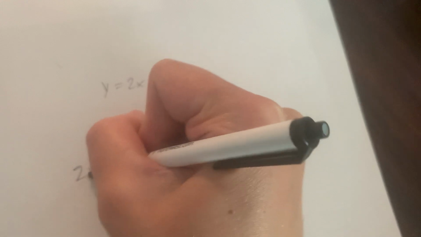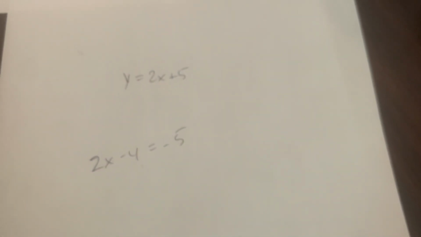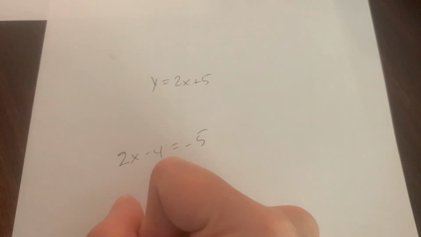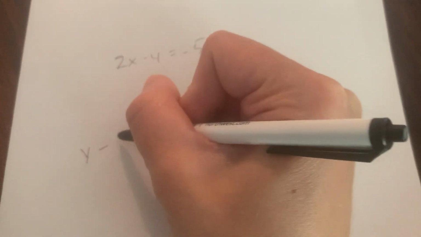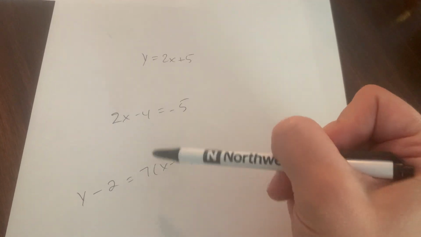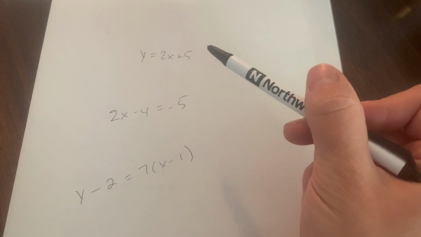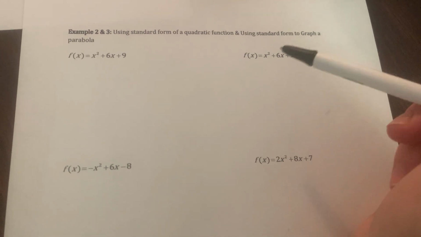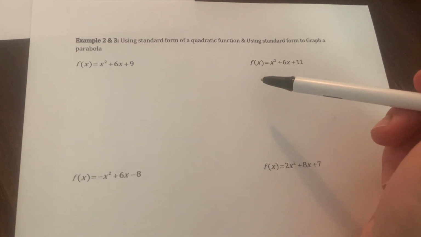This was standard form, okay? And what other form did we have? Oh, like point-slope form, let's just make one up. So these are all linear equations, but they're just in different forms. So with quadratics, you have the same thing. You have quadratic functions, but they're in different forms.